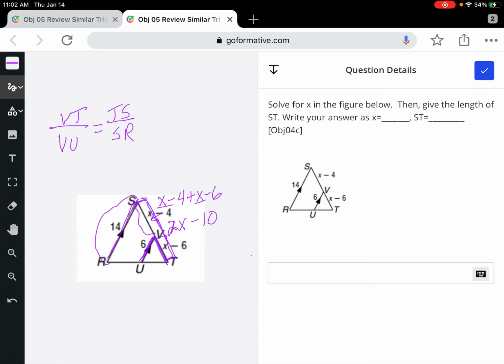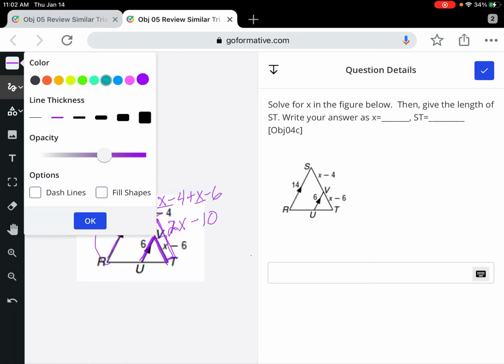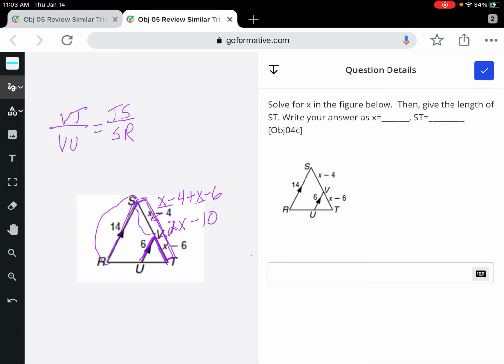Okay, so when I do my comparison, I'm going to say this side over this side, so x minus 6 over 6 is equal to 2x minus 10 over 14.